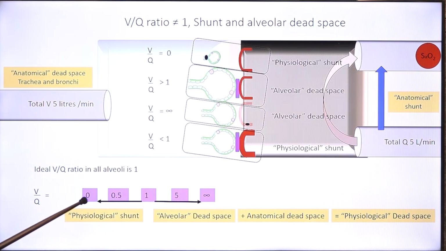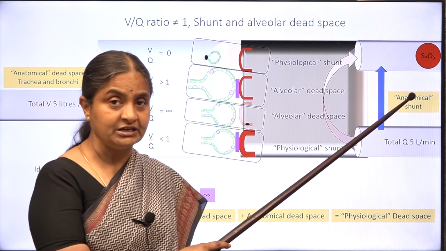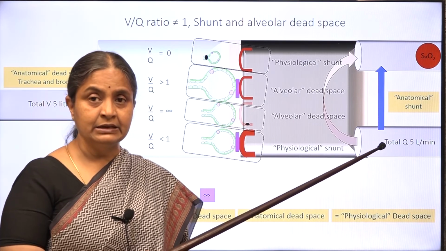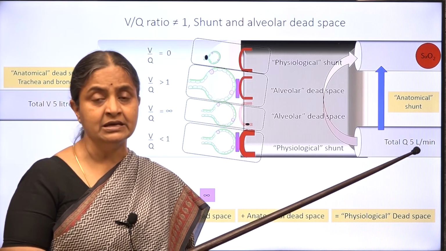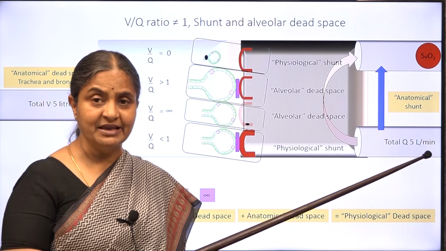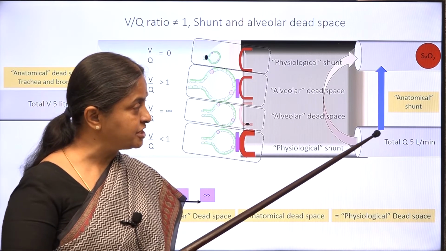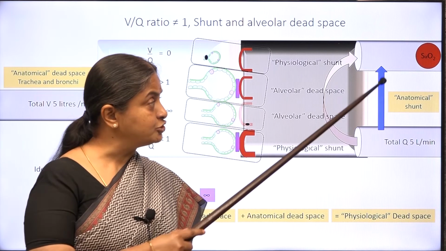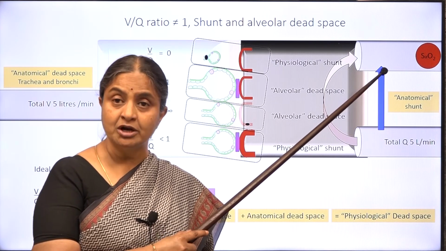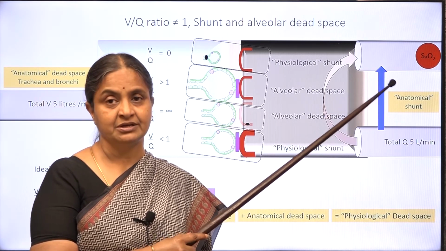When VQ ratio is less than 1, we know that blood is wasted and doesn't participate in gas exchange. That is referred to as physiological shunt, only to differentiate it from anatomical shunt, as in a reversed extrapulmonary shunt, reversed ASD or VSD, which is also referred to as Eisenmenger's syndrome. In that case, blood is shunted from the right heart to the left heart without going through the lung. And that is an anatomical shunt where the blood does not participate in gas exchange.